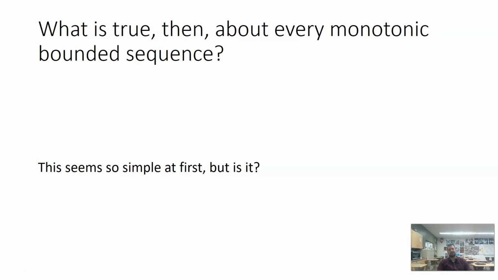So if I look at a monotonic bounded sequence, and it could go in either direction, but let's just look at one that's bounded from above that is increasing. So there's my bounded monotonic sequence. Let's say it's bounded by that number right there. We can always say, if we have a bounded monotonic sequence, that sequence is going to converge on that number eventually. And that seems really easy at first.